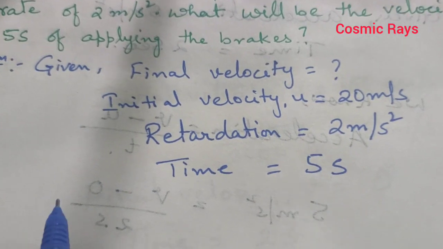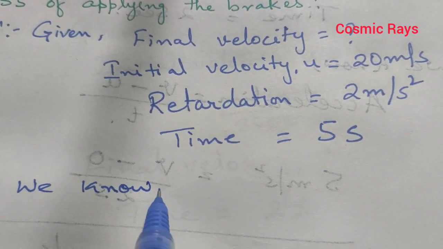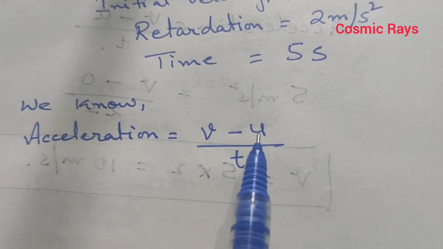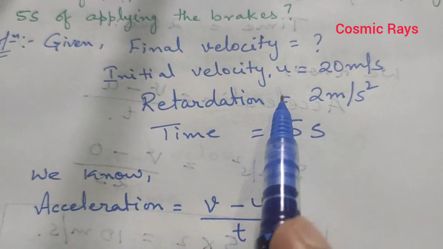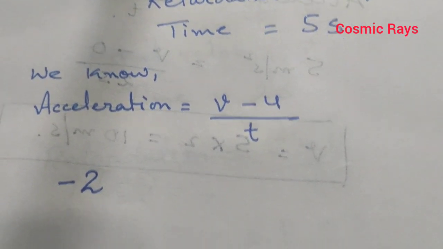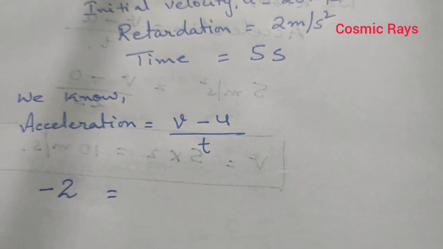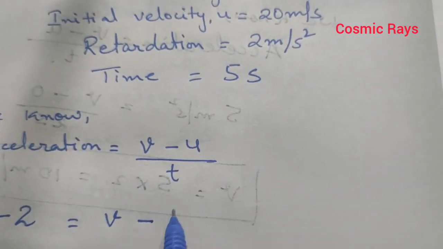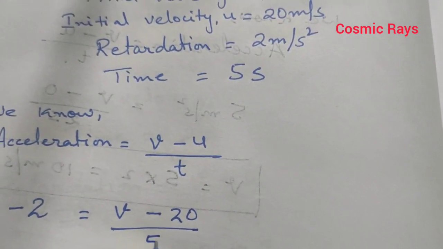So we will use the formula. We know acceleration is equal to v minus u upon t. Here our acceleration is retardation and that is 2 meter per second square. So we will take it with minus sign. Negative sign indicates it's retardation. Then we have to find out the final velocity. Initially it was moving with 20 meter per second and the time is 5.